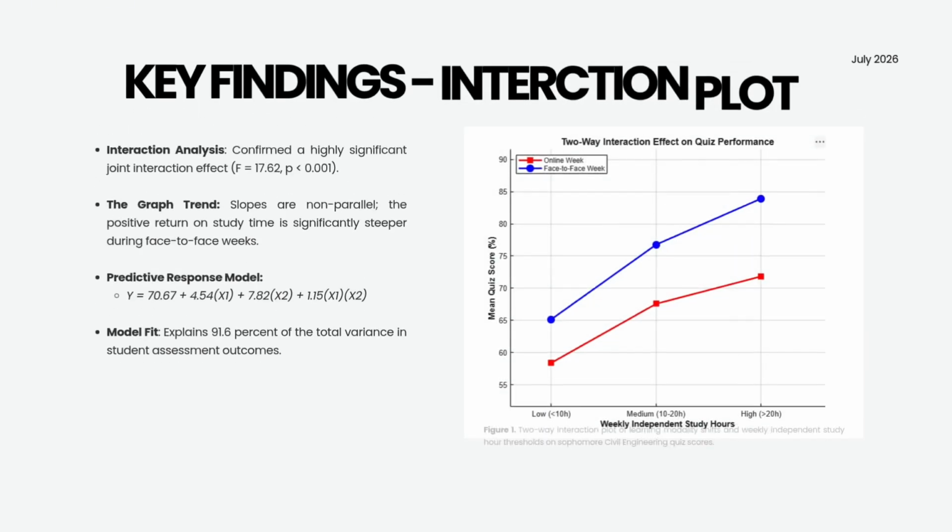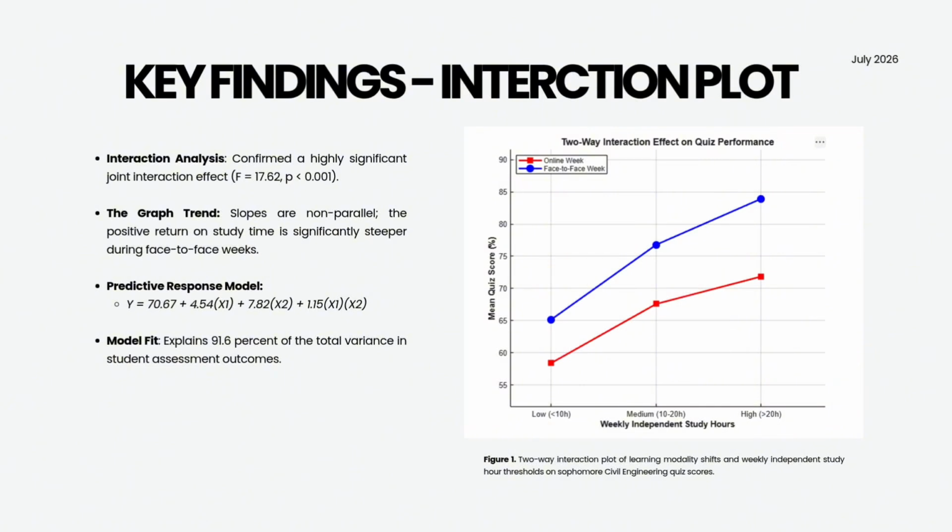The core finding of our paper lies in the highly significant interaction effect, where F equals 17.62 and p is less than 0.001. As you can see from our interaction plot, the lines are distinctly non-parallel. While increasing study hours improves performance in both setups, the positive slope is significantly steeper during face-to-face weeks. Our ordinary least squares regression model, which explains over 91% of total variance, mathematically confirms that the academic return on students' independent time investment peaks when supported by an in-person learning environment.